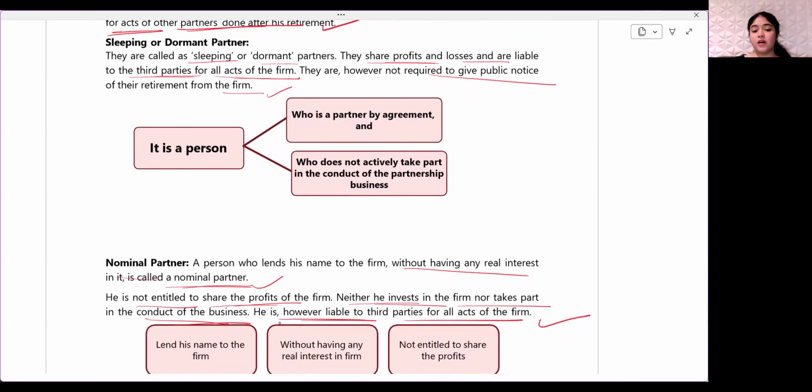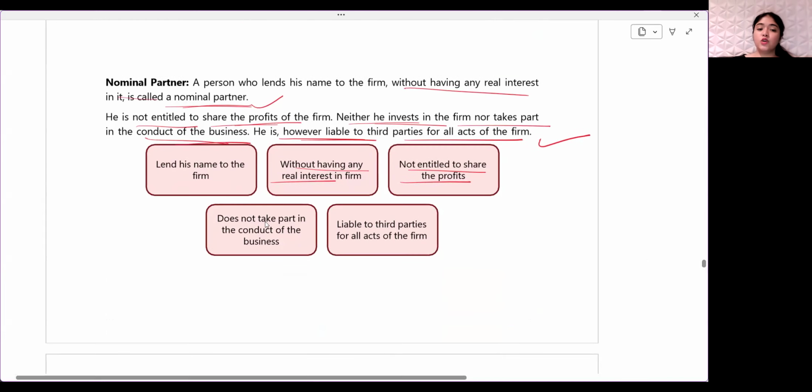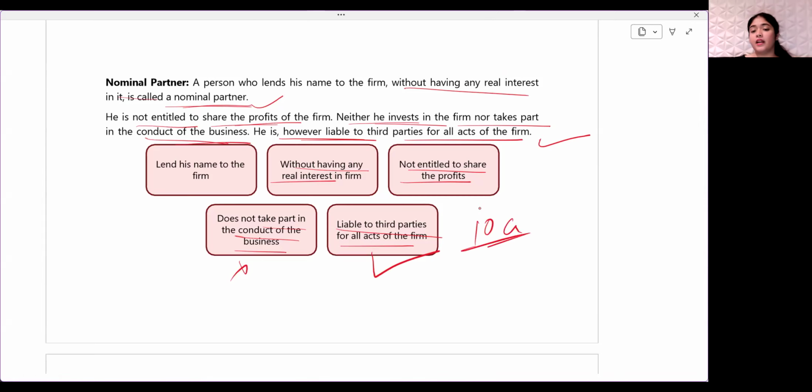Lends his name to the firm without having any real interest, not entitled to share of profit. Does not take part in the conduct of the business, liable to third parties for all acts of the firm. If the firm has become insolvent and 10 CR is to be paid, the firm has only 8 CR. For this 2 CR, the nominal partner will also have to pay.